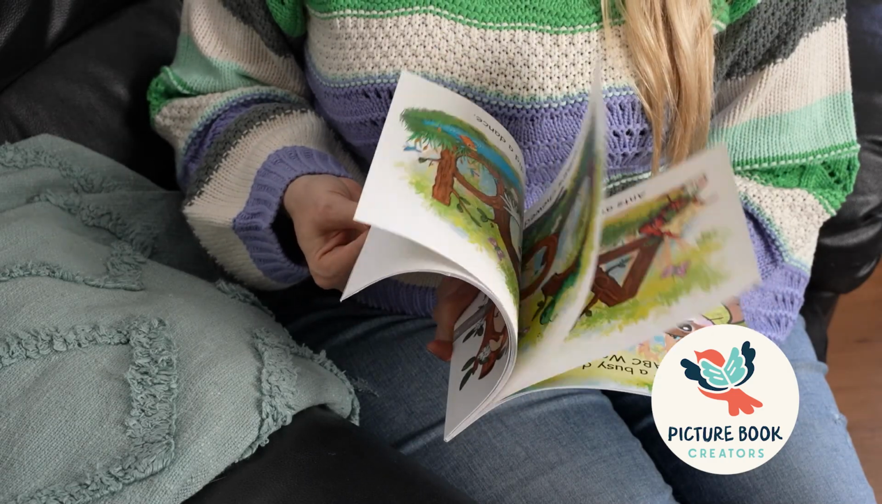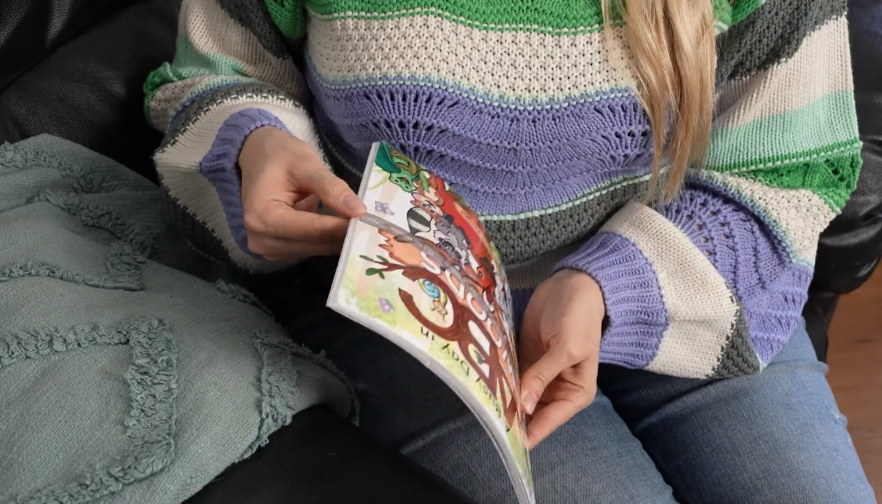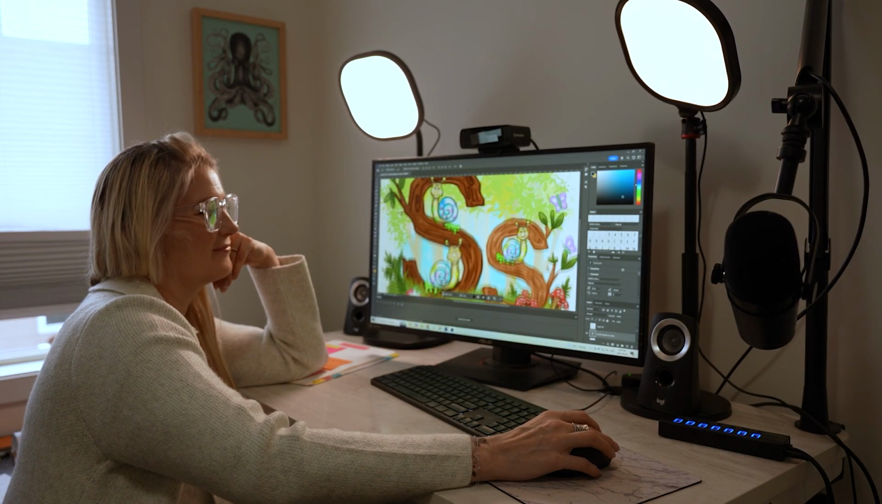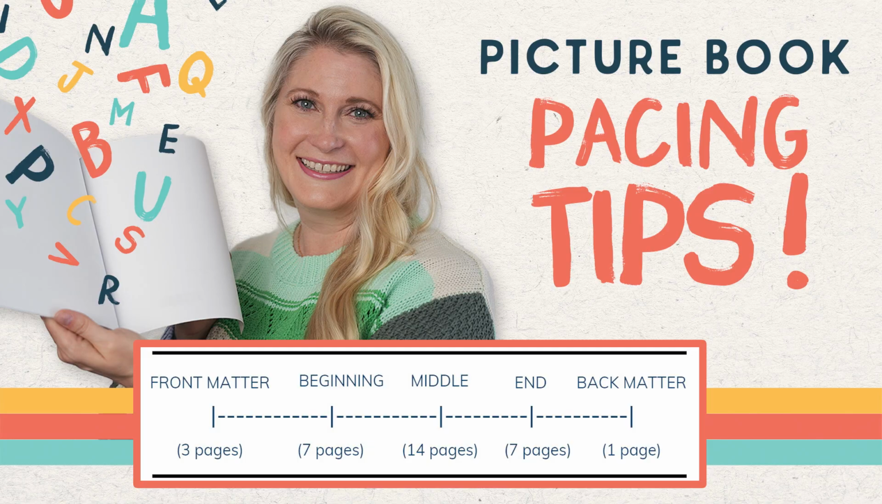How do you divide up your storybook manuscript so that it is well paced throughout the whole story? And if you have a 32-page final book, how many pages do you actually divide the manuscript into? Let's look at my top tips for picture book pacing.